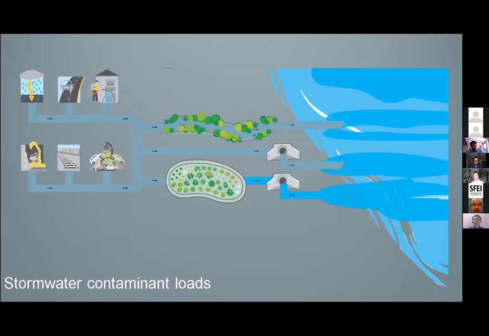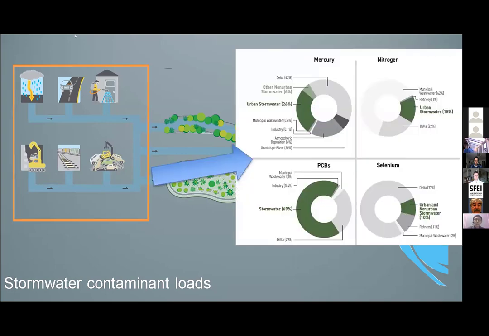The stormwater is a major pathway for contaminant transport. Pollutants like tile wells, like Ed just told us, and pesticides will accumulate on the land surface and then be washed off by the stormwater runoff and enter the bay via the natural channels and the stormwater pipes.